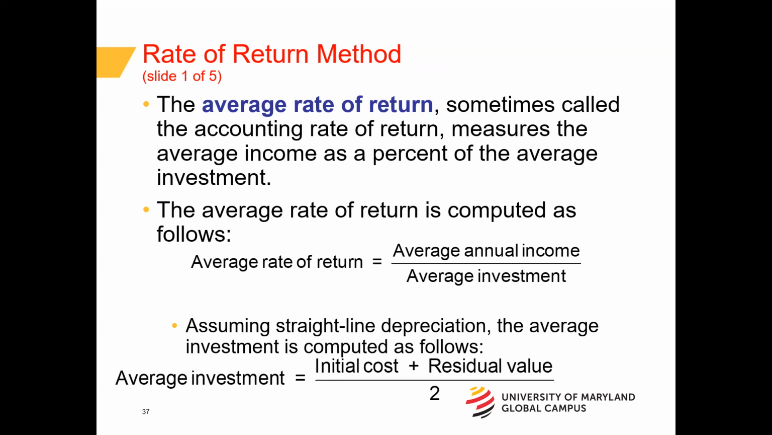To find an average investment is essentially identified by using straight line depreciation. It's the same concept. Average investment, we take the initial cost plus residual value divided by 2. Why divide by 2? That's how you get the average.